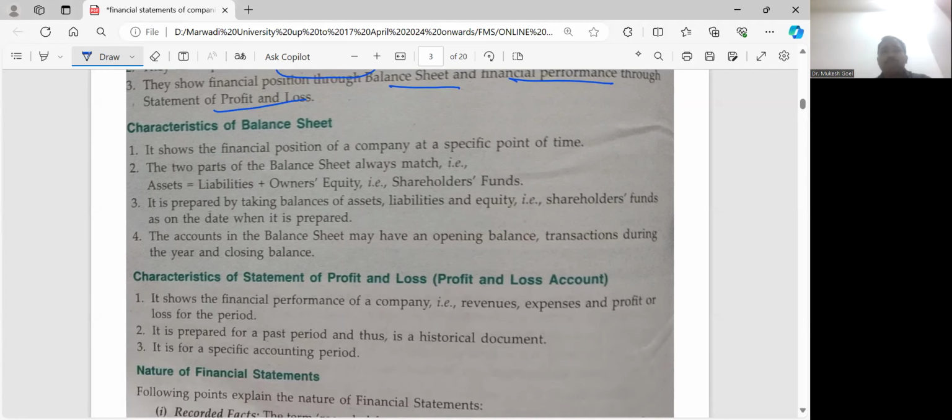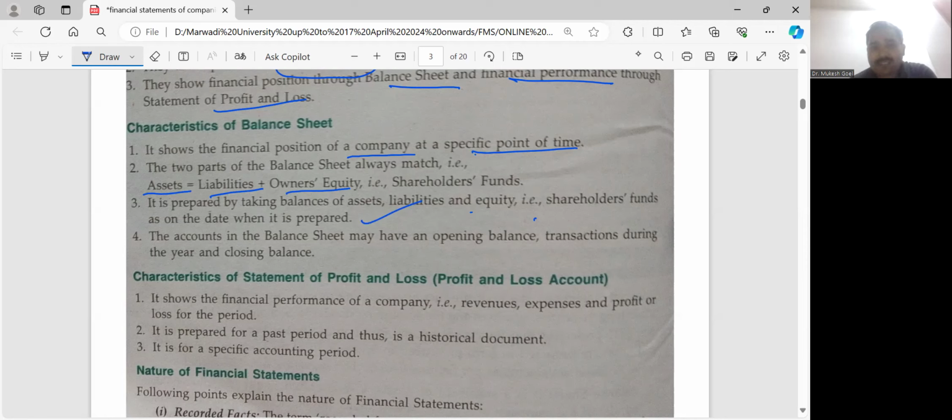Next is characteristics of balance sheet. Balance sheet shows the position of a company at a specific point of time. Meaning to say, position means what are the assets, what are the liabilities and equities. The two parts of the balance sheet should always match. Meaning to say, assets is equal to liability plus equity, or liability plus capital. It is prepared by taking balances of assets, liabilities and equity. Equity means shareholders' funds as on the date when it is prepared.